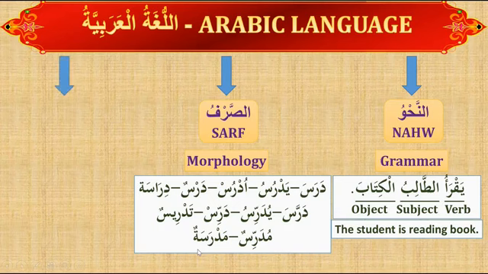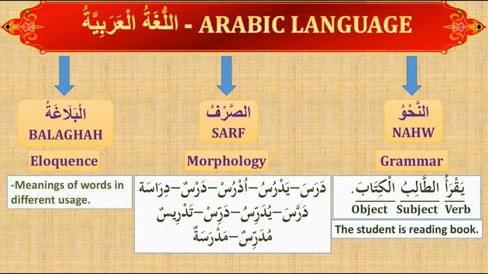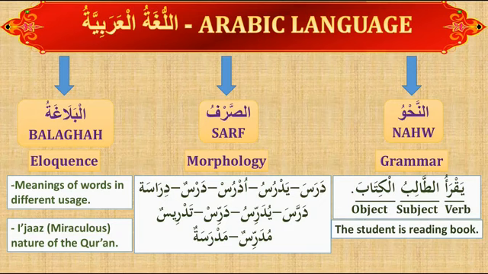And the third science of the Arabic language is al-balagha. Balagha is a science dealing with the eloquence of the Arabic language and how to convey proper meanings according to the situation. Balagha also deals with the meanings of words and how they take shape in different usage. Balagha is essential in fully understanding the ijaz, miraculous nature of the Holy Quran.